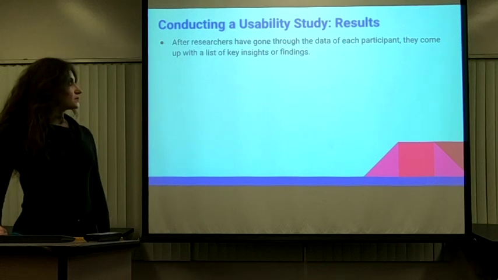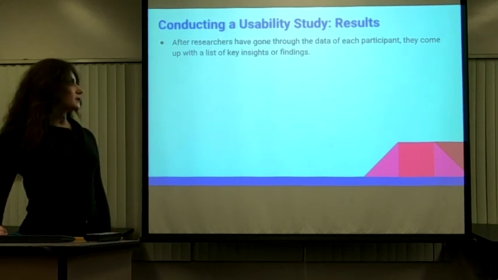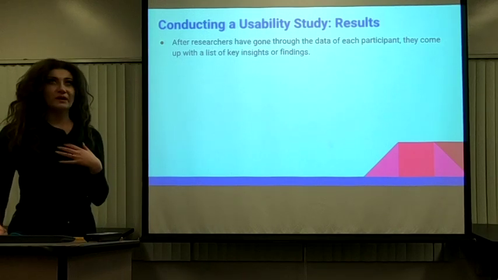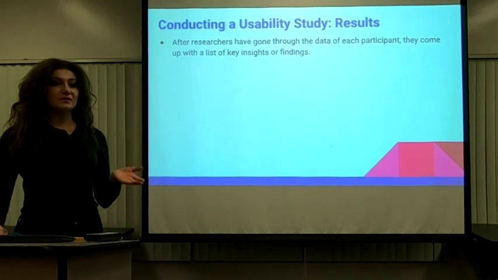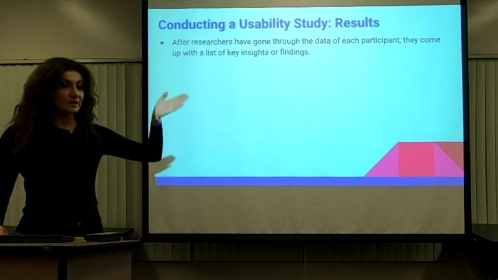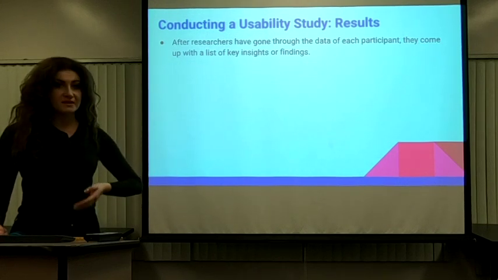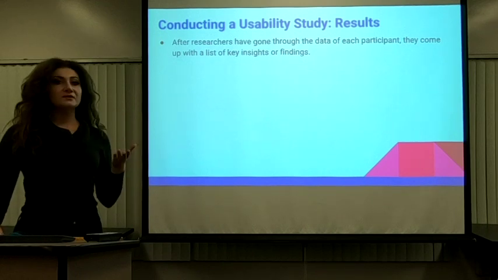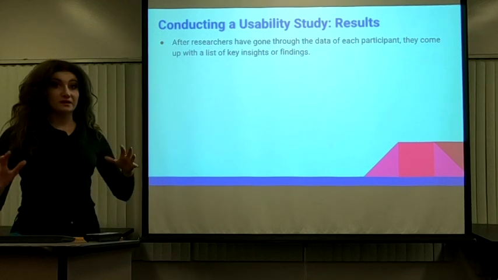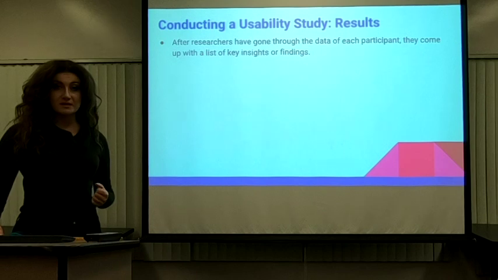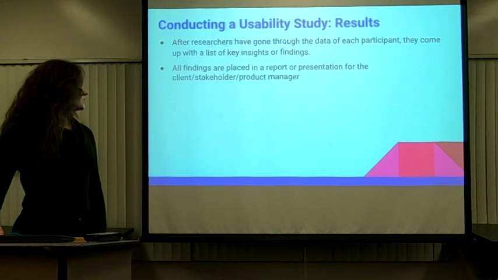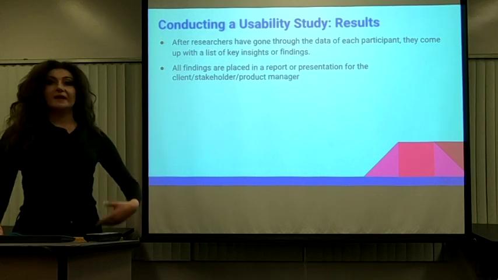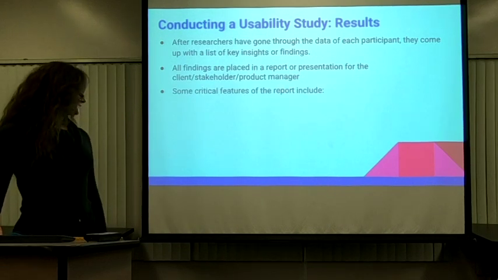So after researchers have gone through the data of each particular participant, they come up with a list of key insights or findings, right? When you're building your report, you don't really want to fixate on this person 1 said this, person 2 said this, person 3 said this, right? You want to look for common themes because the whole point of usability testing is to find these common themes and any major standing out usability issues. So all findings are placed in a report or a presentation for the client, stakeholder, or product manager.